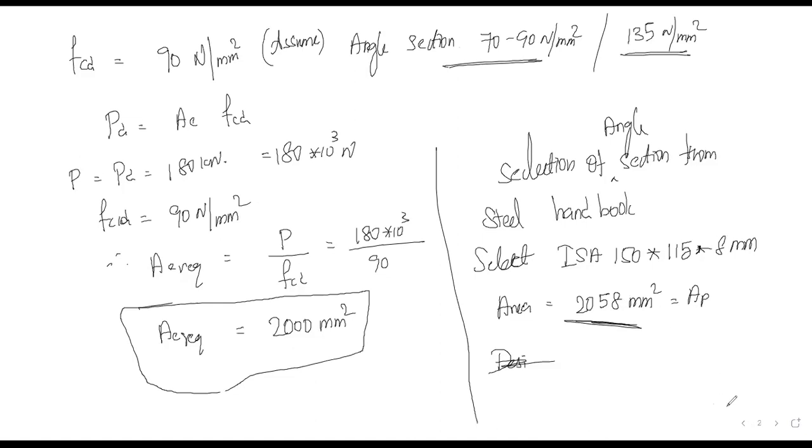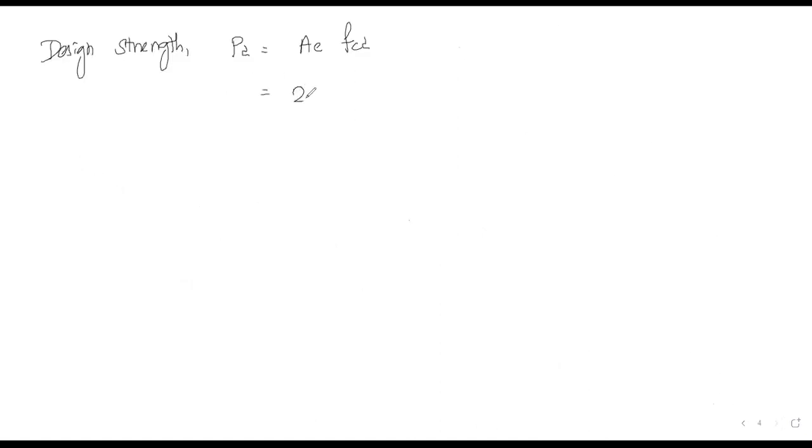AE provided value is 2058. So 2058 is the AE provided, and the FCD value we calculated is 152 Newton per mm square. So by multiplying this 2058 into 152, it will give 312.8 kilonewton. So our P value, that is 180 kilonewton, is the given.